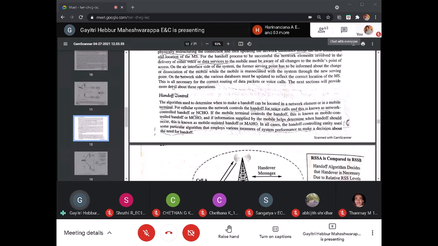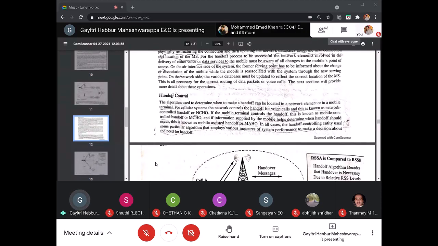Network controlled handoff means the algorithm used to determine when to make a handoff can be located in a network element or in the mobile terminal. For cellular systems, the network controls the handoff for voice calls, and this is known as network controlled handoff, NCHO. That is nothing but the cellular system deciding based on network elements like the base station control, which will take the decision whether the handoff operation has to take place or not. That is called network controlled handoff, or we can say network assisted handoff.